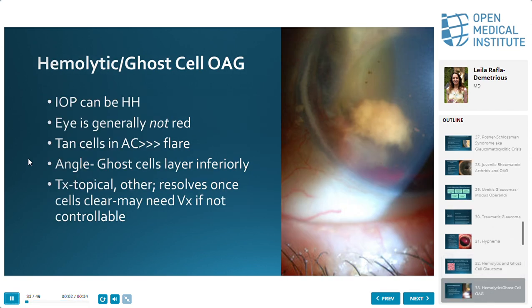So you can see that the eyes are pretty quiet, they don't tend to be inflamed. You'll see kind of junkiness floating around with the tan cells, a lot more cells in the chamber than flare, and the eye, again, doesn't tend to be red or inflamed, but the pressure can be really high. If you look at their angle, you'll find ghost cells layering inferiorly. And the treatment is generally topical. We can sometimes ride it out. The ultimate therapy would really be a vitrectomy to remove the blood back there if things are not resolving quickly.